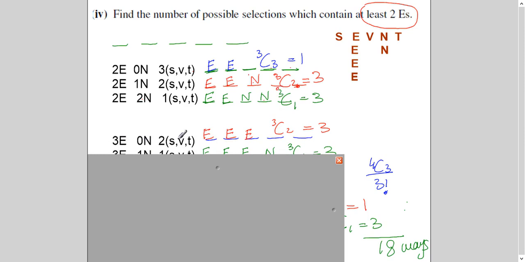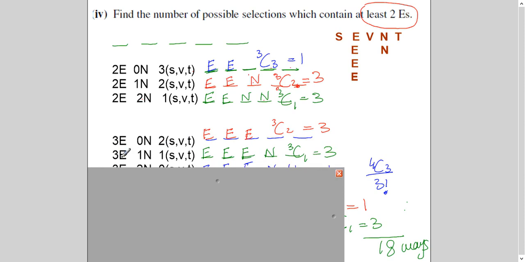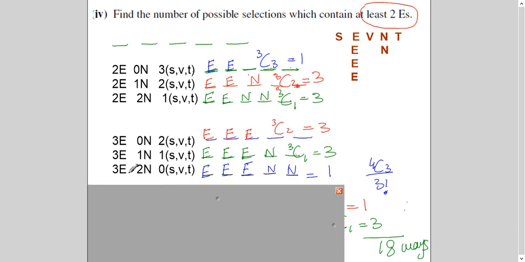3E, 0N. 1, 2, 3. No N here. So these 2 spaces will be taken by any of these letters. So 3C2. Or 3E, 1N. 4 spaces are gone. 1 space is left which will be taken up by one of these letters. So 3C1. 3E, 2N, and 0 of this because 3 plus 2 is 5. So it has taken up all the cases. So it is only one case. There is no other possibility here.